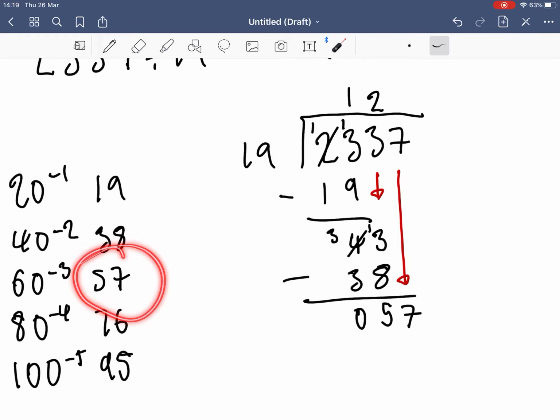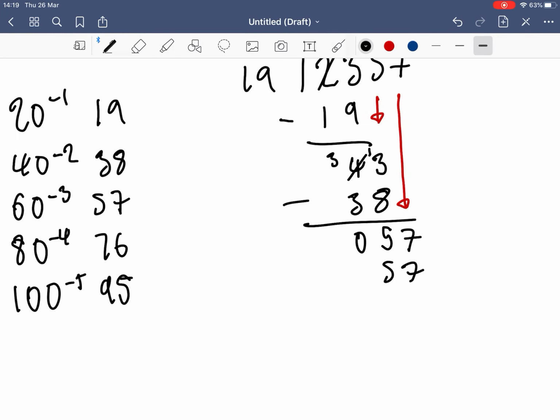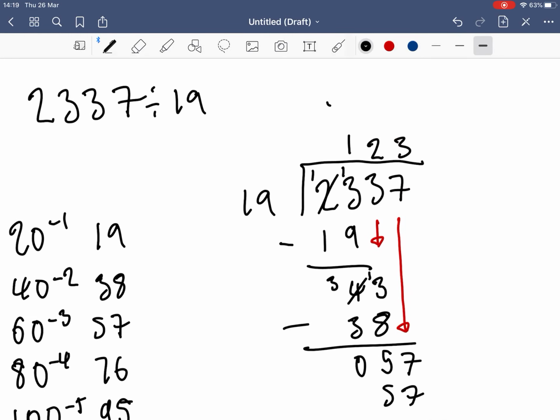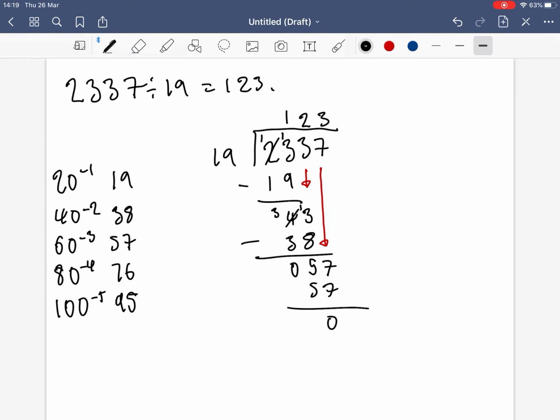And look at that, 57 goes into 57. So it goes in once, twice, 3 times. So I put my 3 up here. I do my last subtraction just to make sure that I'm doing everything right. 57 take away 57 is 0. If we end with 0, that means we've got no remainders and we answered our question. So 2,337 divided by 19 is 123.